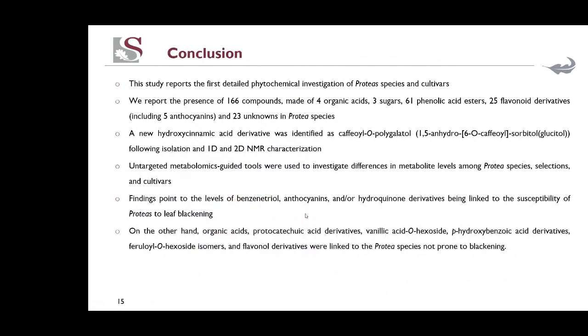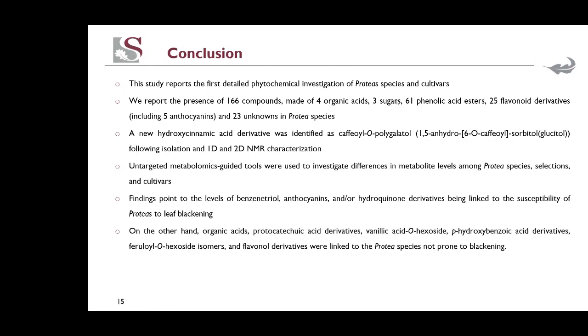Now, to conclude, the study reports the first detailed phenolic or phytochemical investigation of Protea species and cultivars. We report the presence of 166 compounds, which are made of 4 organic acids, 3 sugars, 61 phenolic acid esters, and 25 flavonoids. There were some compounds that were prominent but unknown, and we couldn't identify them. And then a new hydroxycinnamic acid derivative was identified using NMR studies.